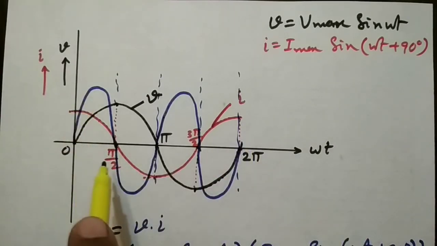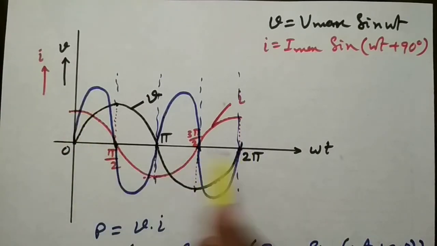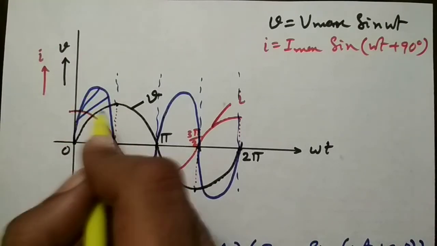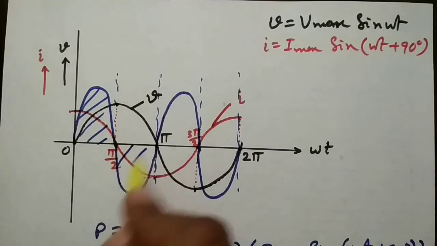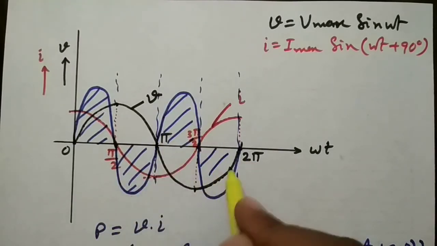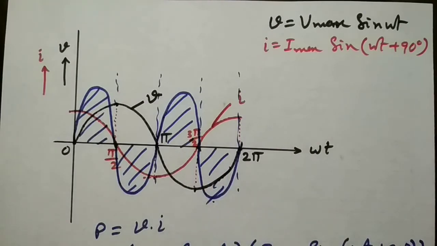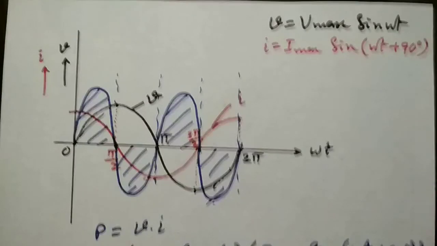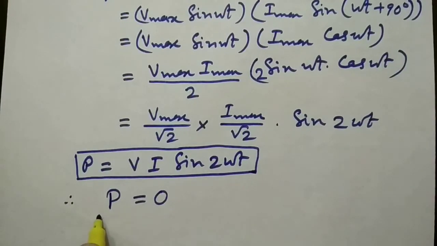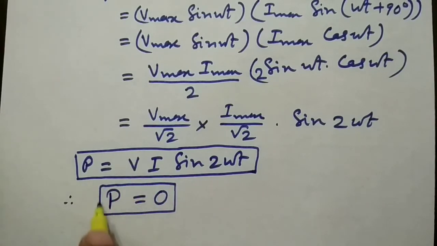So from 0 to 2 pi we will get 2 complete cycles of the power. Here this is the positive power, this is the negative power, then the positive power, and again the negative power. So over a complete cycle the power will be equal to 0. That's why for a purely capacitive circuit the power is also considered as 0.